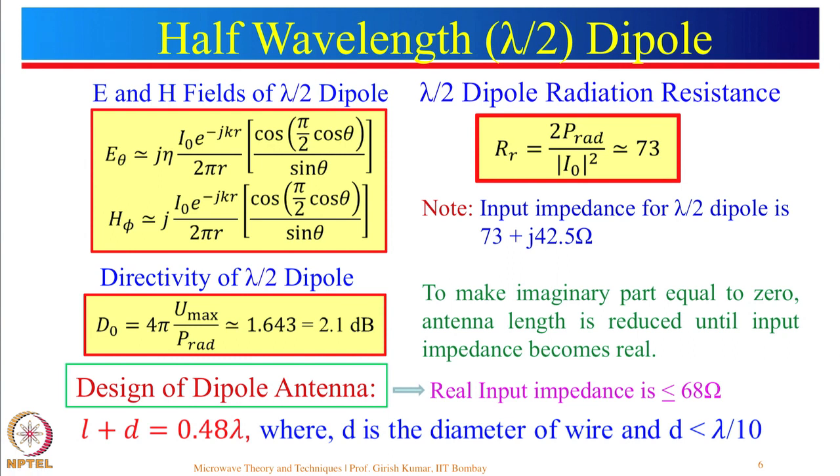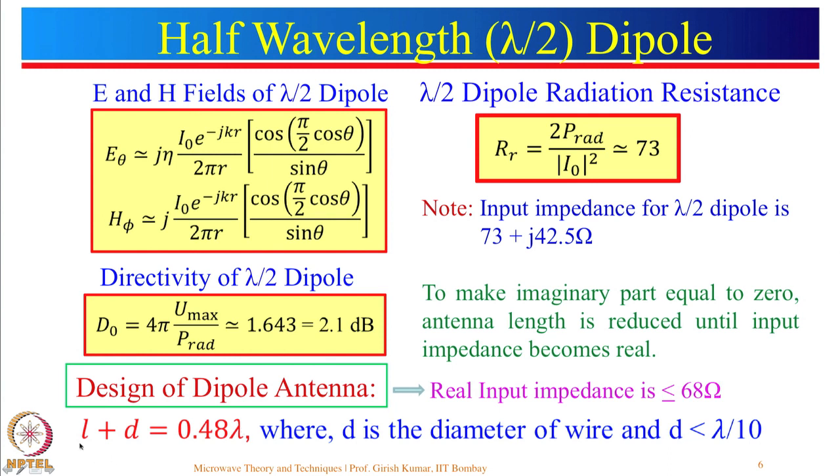See, at resonance we know that the input impedance of the antenna should be a real quantity. So to make the imaginary part equal to zero, what do we do? We reduce the antenna length slightly so that the input impedance becomes real. So the real input impedance becomes around 68 ohm if you follow this particular design criteria. So the design of a dipole antenna actually is very simple. All you need to do is use this particular simple equation. So what is this equation?